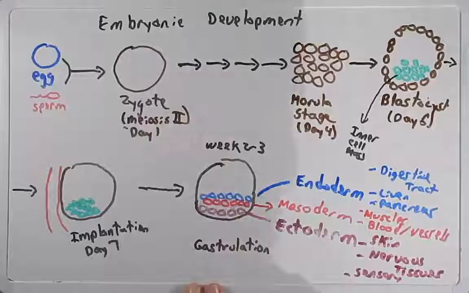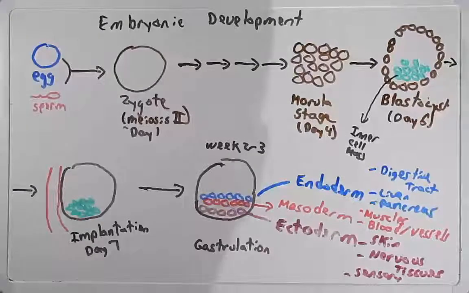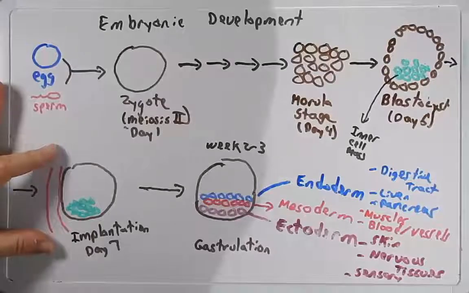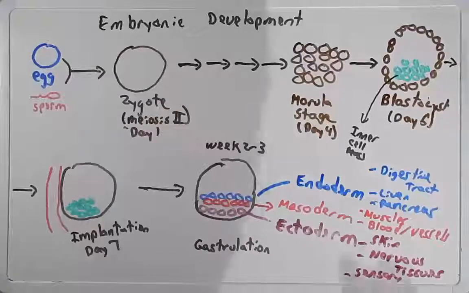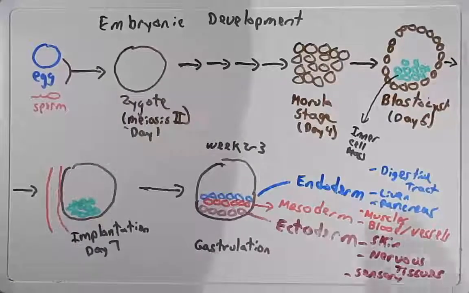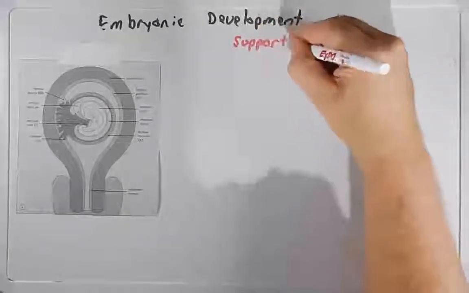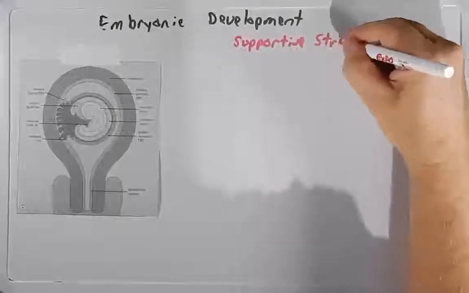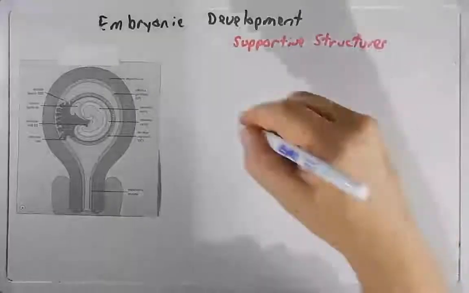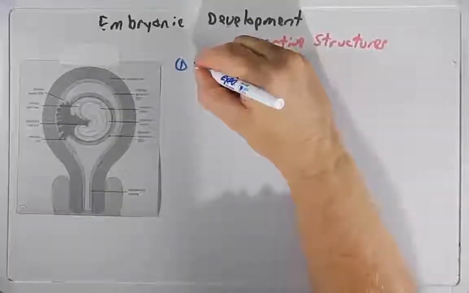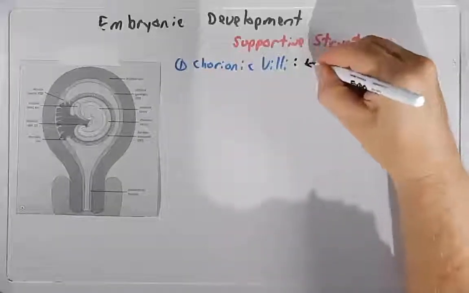Now, as I said, as this embryo develops, these tissues will form, but something else happens as well. As this embryo is implanted on the wall, some additional tissues need to form that will support this developing embryo. So I want to talk about those supportive tissues next. As we describe some of these supportive structures, I want to refer to this picture here. As you know, my drawing skills are limited, and the first supportive structure I want to talk about is something called the chorionic villi.